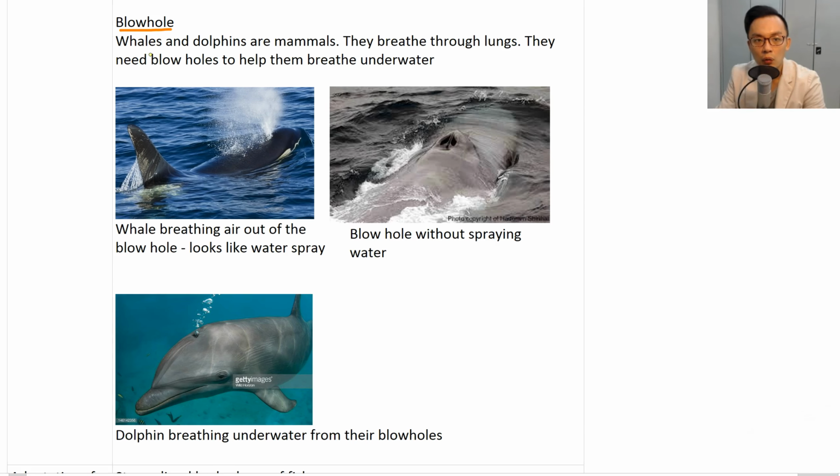You also have blowholes, because whales and dolphins are mammals. They breathe through their lungs, and therefore they need blowholes to help them breathe underwater. So how does that look? This is a whale breathing air out of the blowhole. This is the blowhole over here, and you have the water spray over here. So it looks like water spray. This is the blowhole without spraying water. This is how it looks without spraying water. Dolphins also breathe underwater from their blowholes. This is the blowhole of a dolphin.